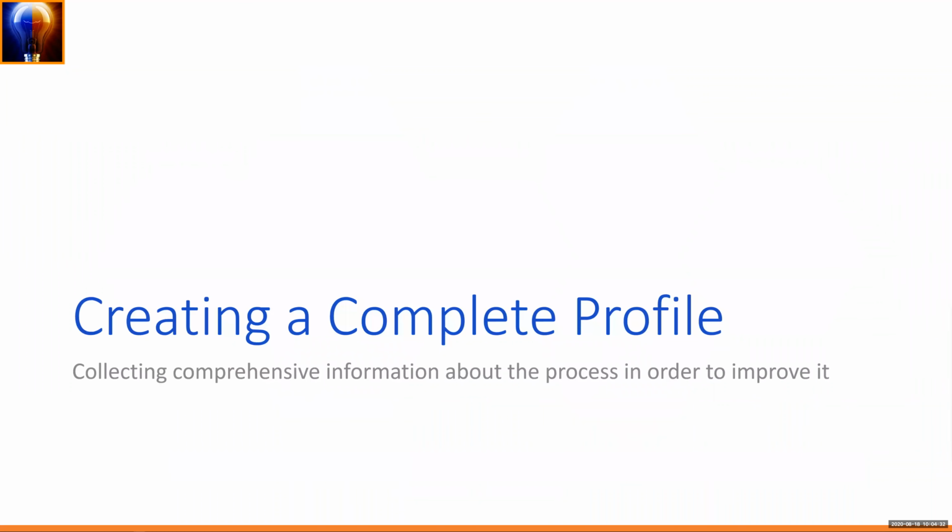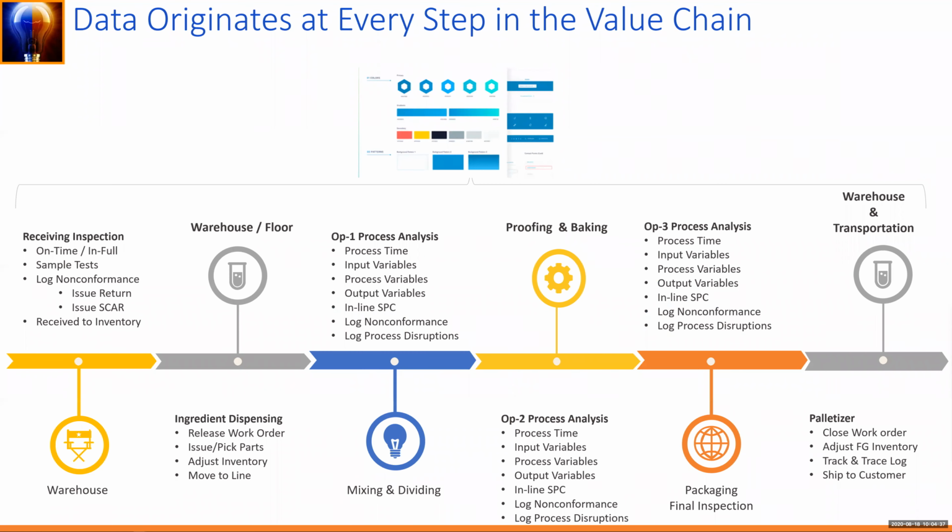So how do you create that complete profile? Well, first of all, every single step in the value chain creates data. And so this is looking at a bakery, but you have receiving an inspection all the way through the build process, and then packaging and shipping. You're generating data at every step along the way. And so how do you then take advantage of that data? How do you use that data effectively to improve the operations?